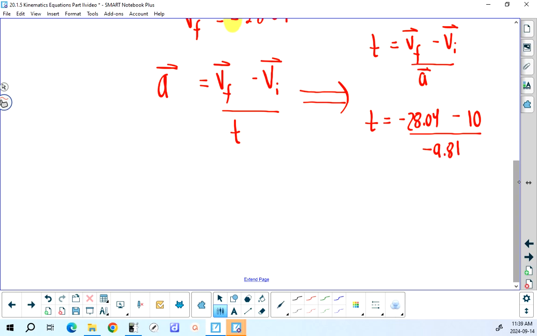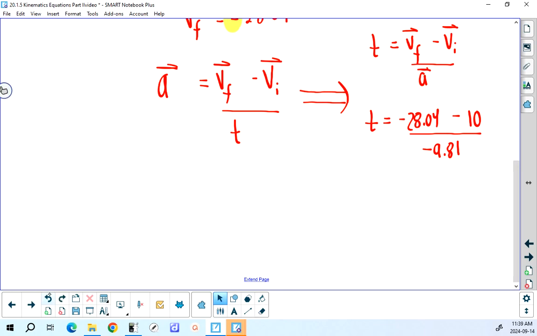And I hope you see, just focus your attention on what I've just written. I hope you see that if this negative is not there, and you had 28.04 minus 10 over negative 9.81, you get a different answer. In fact, it will be a negative time. So maybe if you do that, it's good that you would get a negative time, because then you'd say, I must have done something wrong. Anyway, the negative is there.